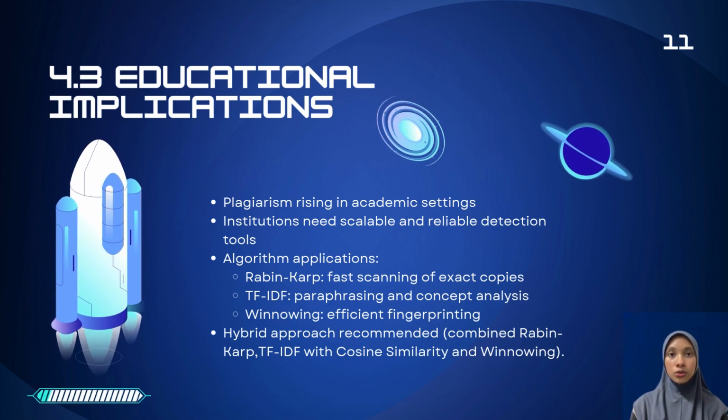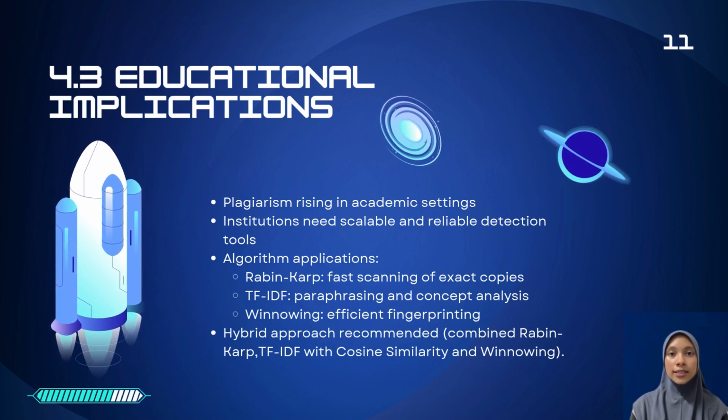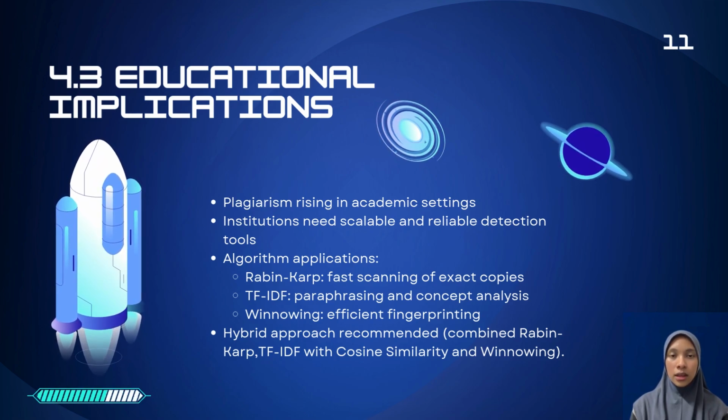Rabin-Karp, due to its high speed and low resource usage, is highly efficient for scanning large sets of text for exact duplicates. It's especially useful during the initial screening phase or for reviewing structured content like source code. However, it lacks the ability to detect reworded or paraphrased material.